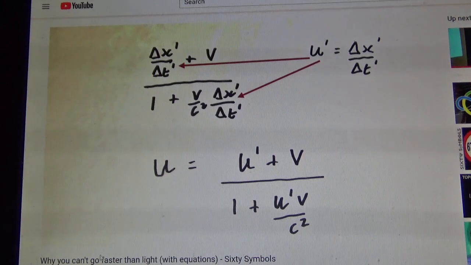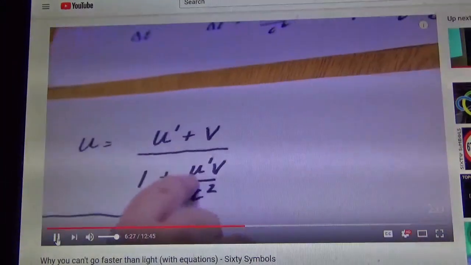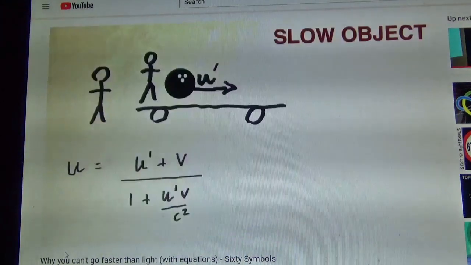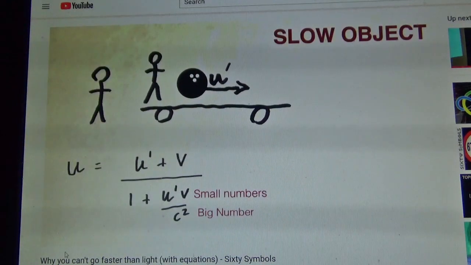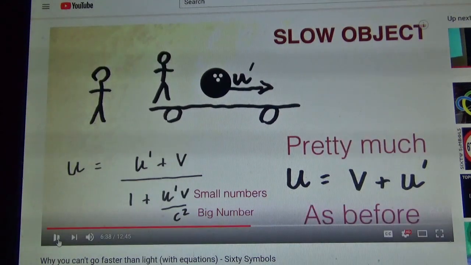In the non-relativistic limit, so what we were looking at before, the Galilean transformation, both u prime and v are small compared to the speed of light. That means this term is small, so this thing's just 1 basically, and that just says that the speed you see is just the sum of the speed of the ball relative to the train and the train relative to you. Right, so now this is going to get pretty complicated in the way that he's messing things up.